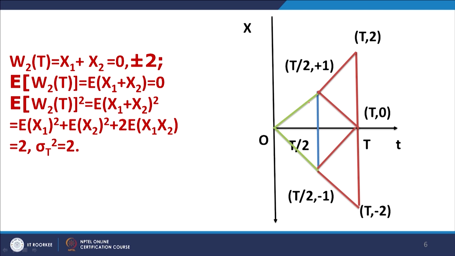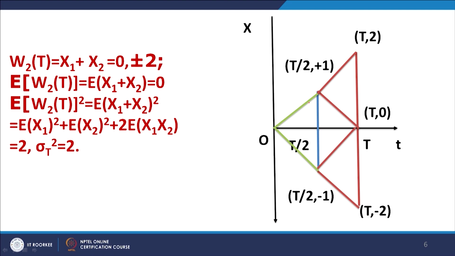It can also be written in this form W2. Now, 2 means the number of jumps is equal to 2, and capital T means we are investigating the spectrum of values at time t equal to capital T. So, W2 capital T is equal to x1 plus x2. Remember, x1 and x2 are defined similarly. They are binary variables which can take the value +1 and -1, each with probability 1 by 2, but they are mutually independent. This is very important.